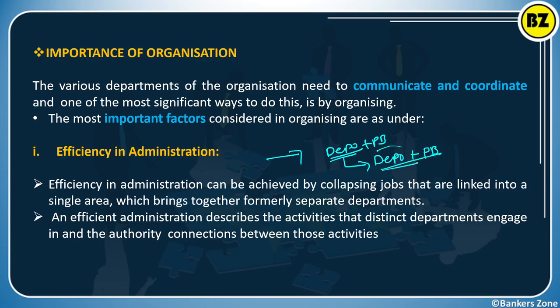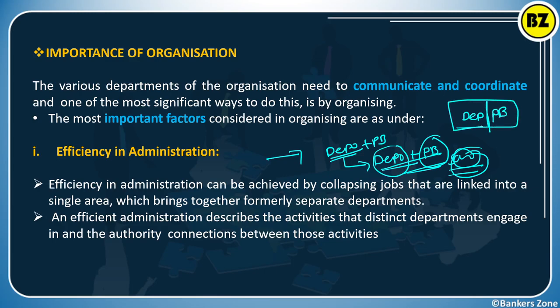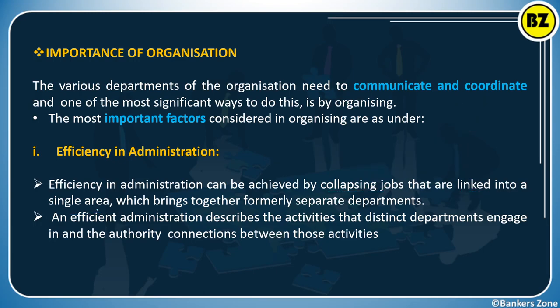That means depositing the money and printing the passbook is, we can say, a correlated, linked job. So what we can do is have the deposit section, and adjacent to that have the passbook printer section in the branches, right? That means we are making a department, in simple words, so that the linked jobs we can have in a single area. Very simple. In that way we can make the administration better.